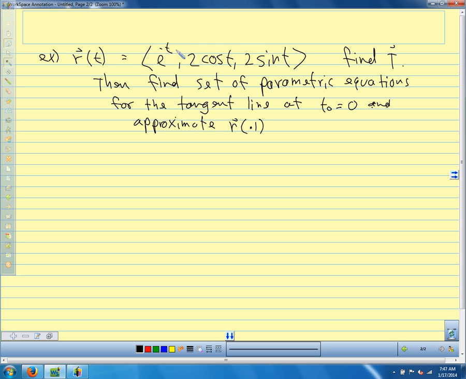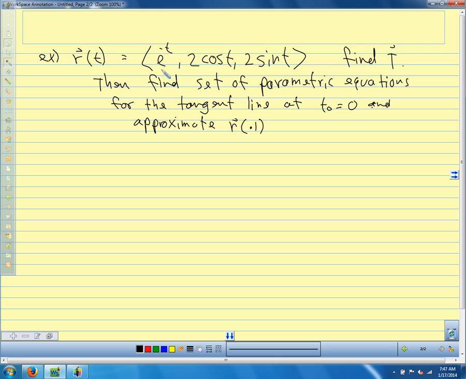As t increases, how does x change? More and more, or less and less? Less and less. So is it going to be compressed towards or away? Towards.